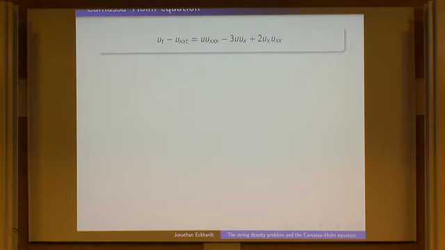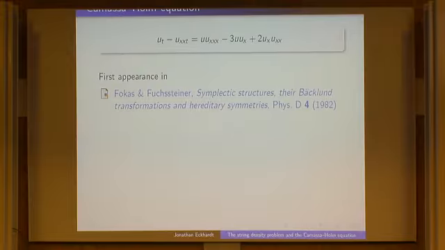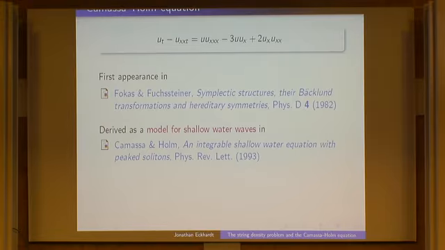So it's a nonlinear PDE with a spatial variable x and a time variable t. It first appeared more than 30 years ago in a paper by Fokas and Fuchssteiner within a family of bi-Hamiltonian evolution equations, and it did not get much attention following this article until there was another article by Camassa and Holm, who re-derived this equation as a model for shallow water waves.